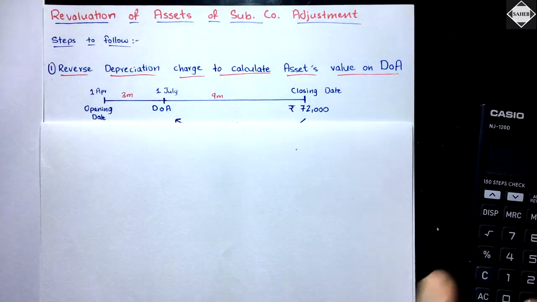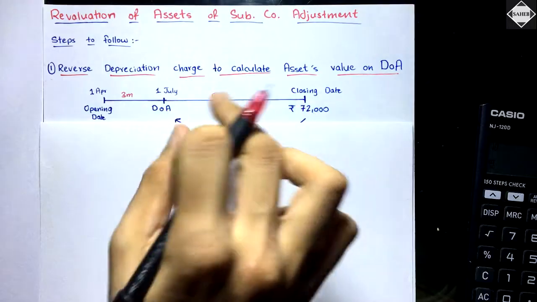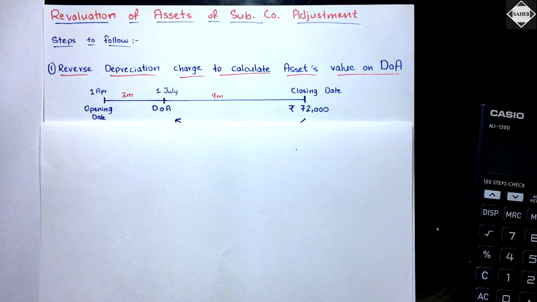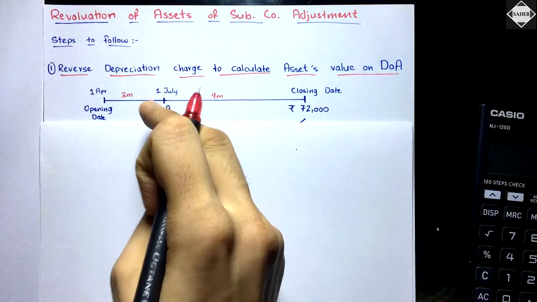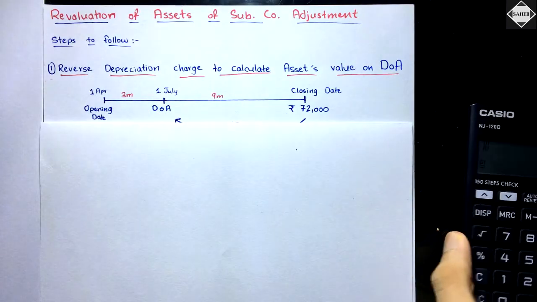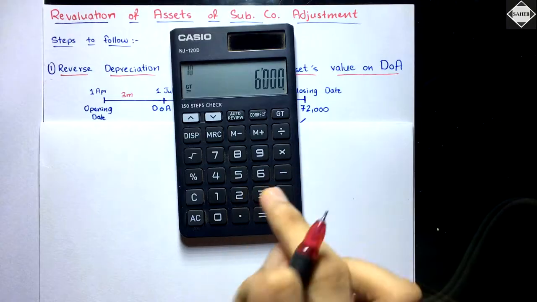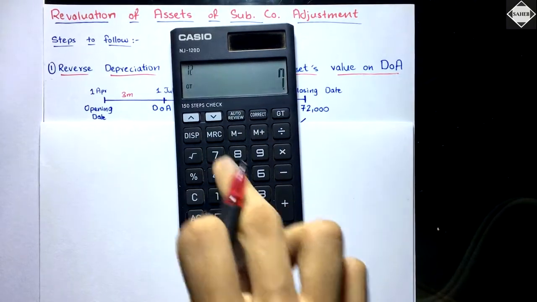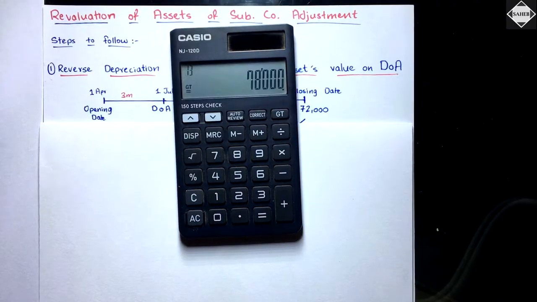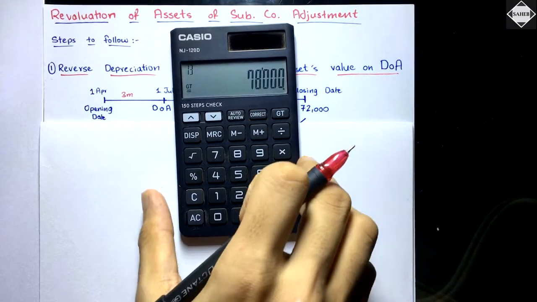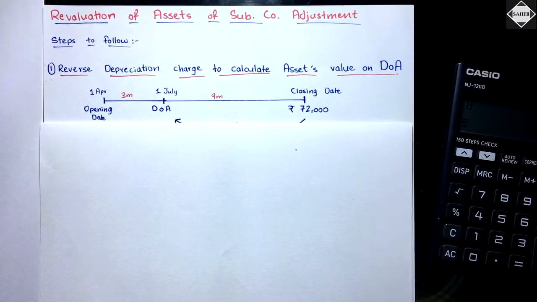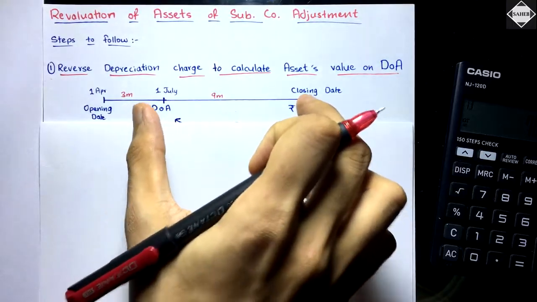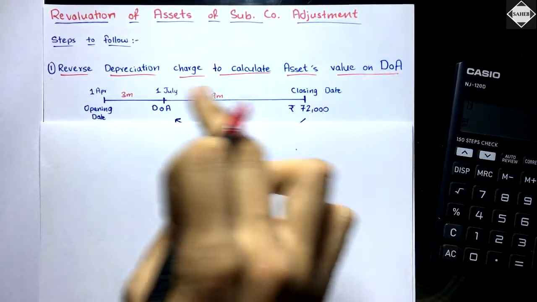I calculated the depreciation charge of this post period, of this 9 months period. If I just reverse that 9 months depreciation charge to this value, I will get the value on the date of acquisition on 1st July. See here, 6,000, 9 months depreciation, plus 72,000, the closing value. I have got 78,000 as the book value on the date of acquisition. This is what you have to do. You just have to reverse the depreciation charge of the post period to calculate the asset value on the date of acquisition.